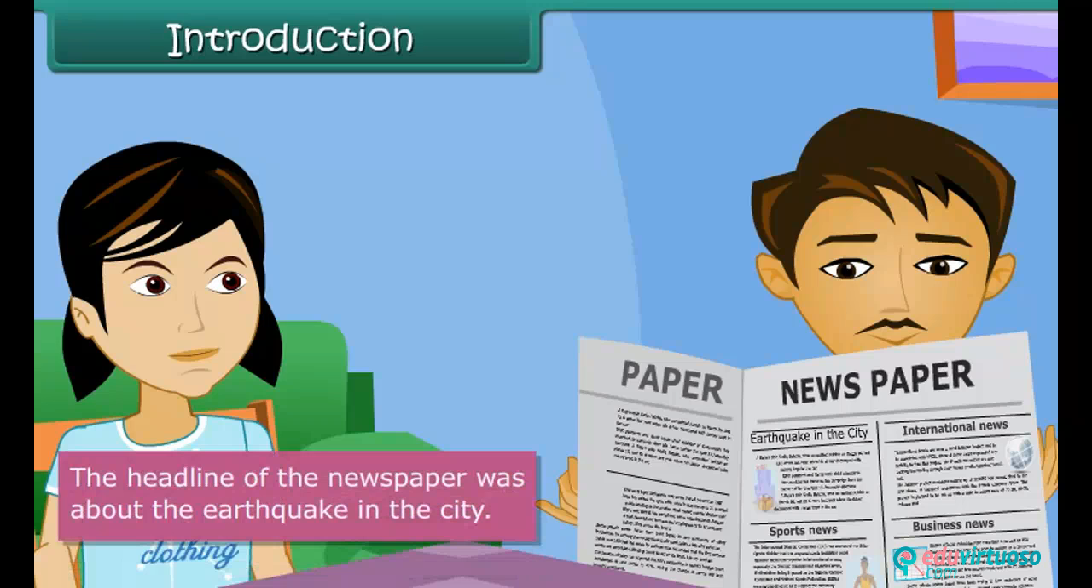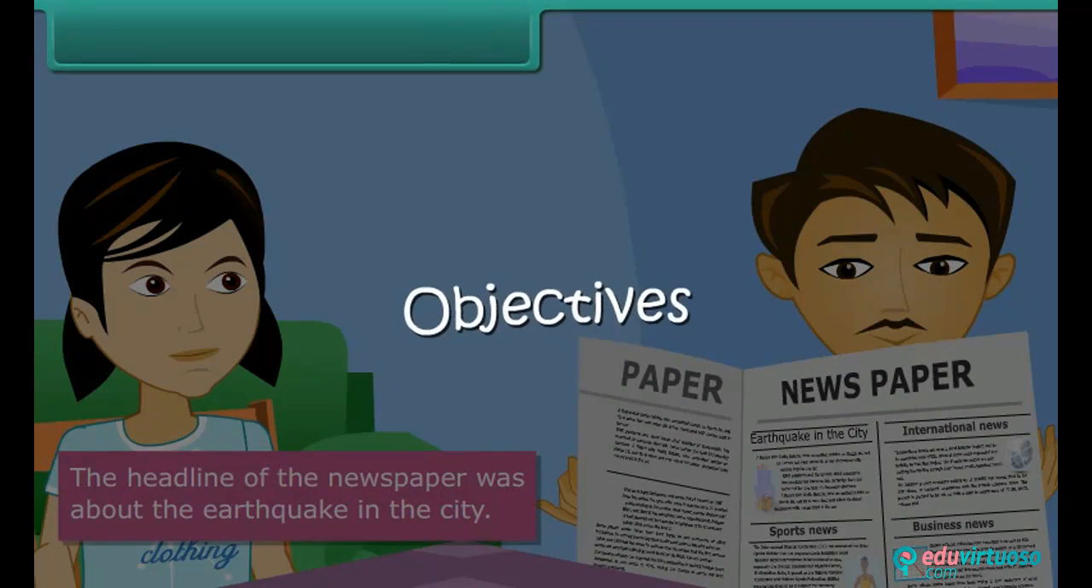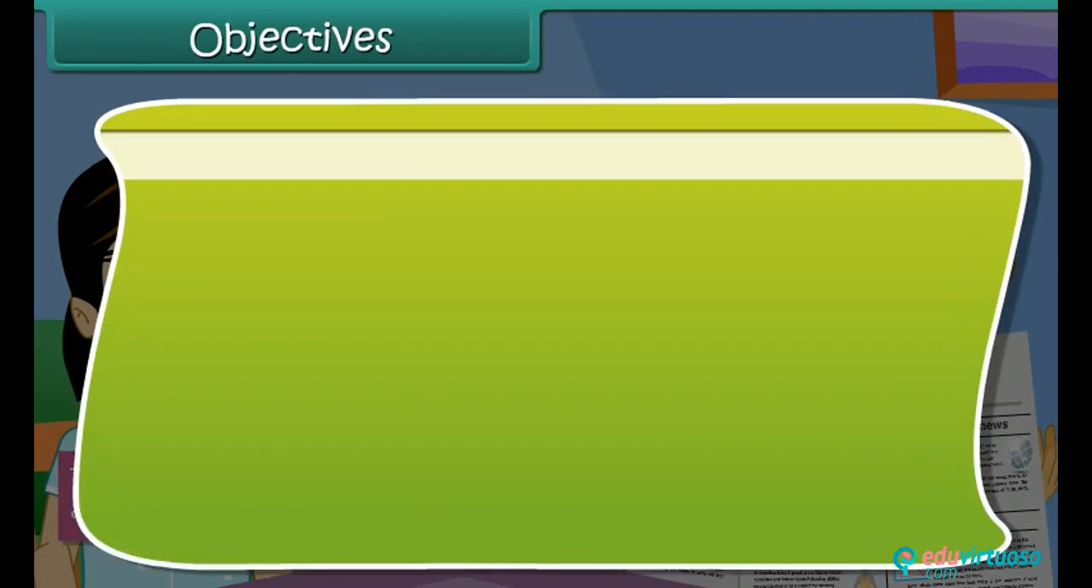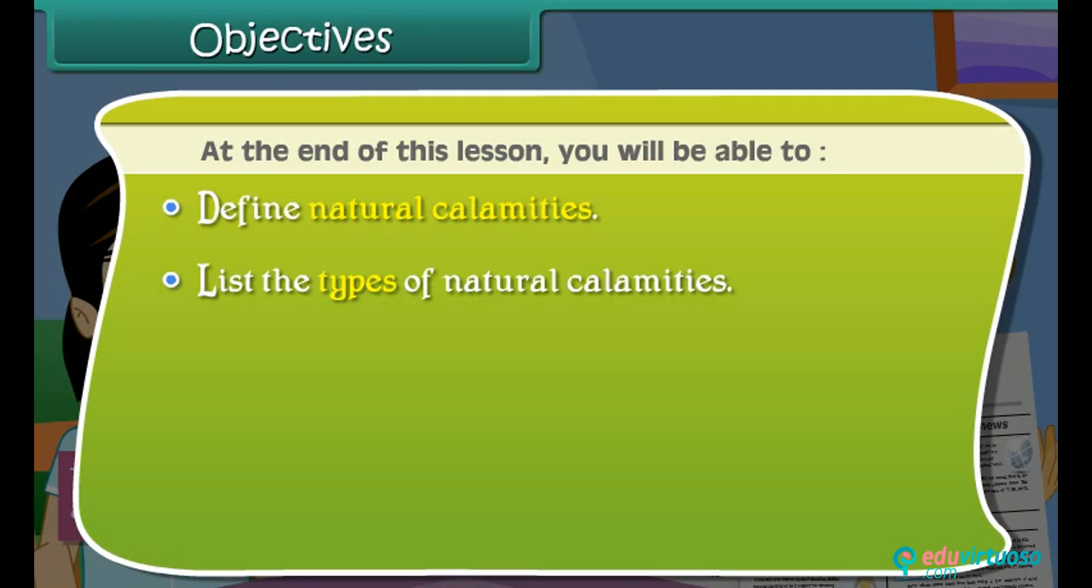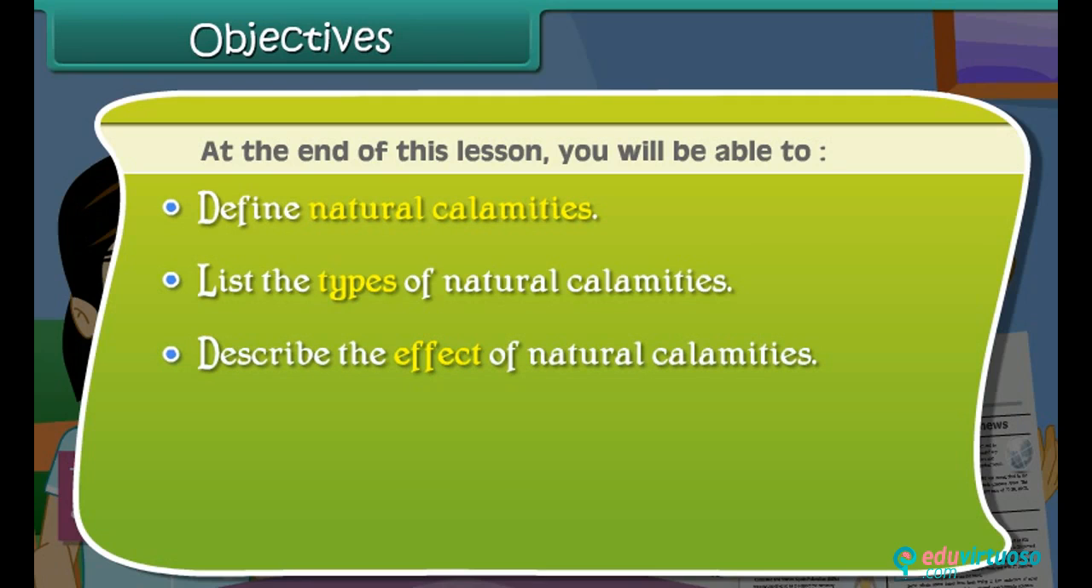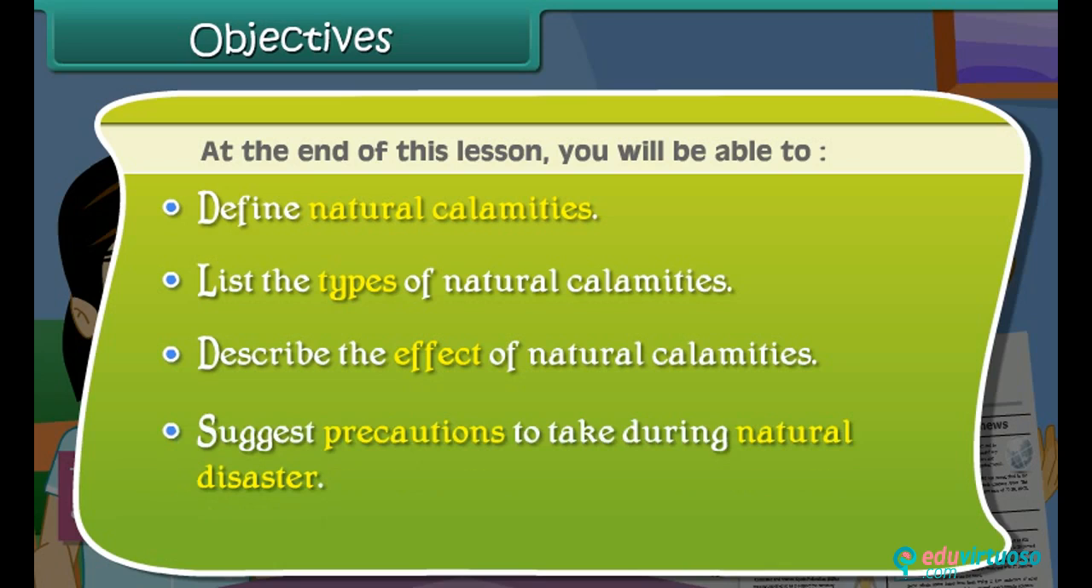Let us learn about natural calamities today. Objectives. At the end of this lesson, you will be able to define natural calamities, list the types of natural calamities, describe the effect of natural calamities, and suggest precautions during natural disaster.